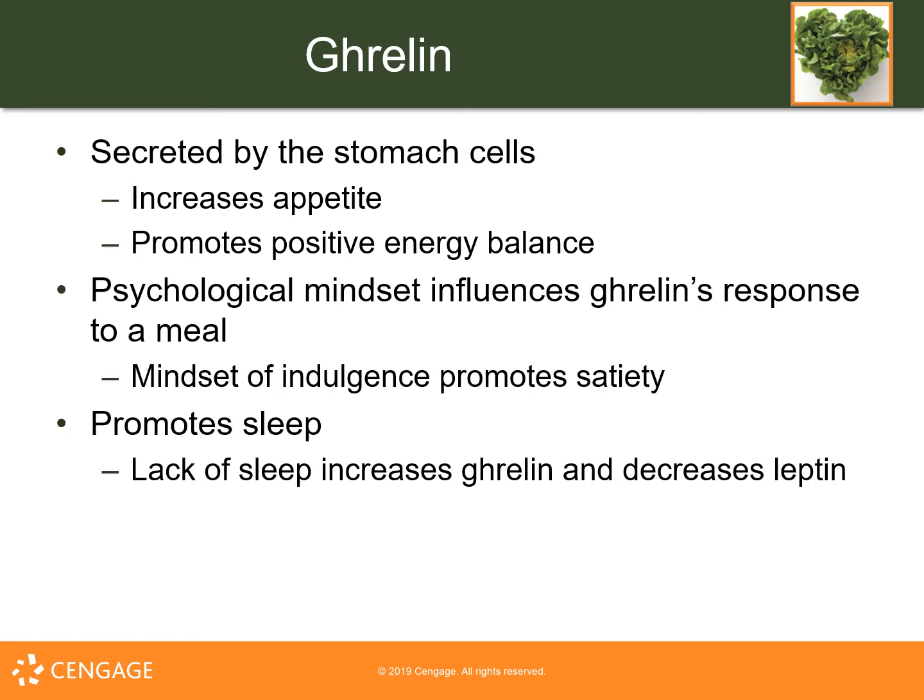Blood levels of ghrelin usually increase before a meal and decline after the meal. Ghrelin levels are high whenever the body is in negative energy balance. An example is a low-calorie diet. Some researchers indicate that ghrelin also promotes sleep. A lack of sleep increases ghrelin and decreases the satiety hormone leptin.